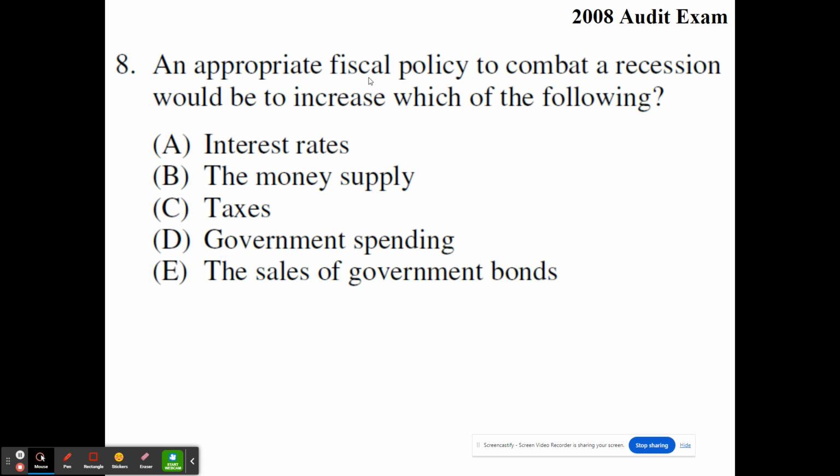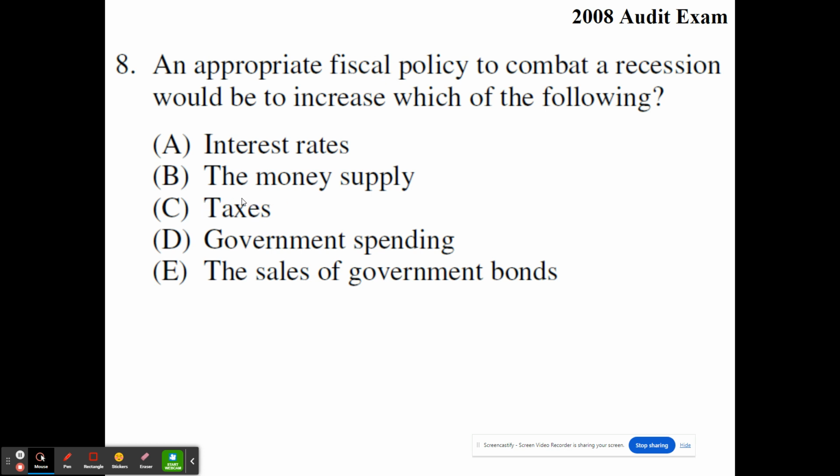They asked, which one of these needs to be increased to fix the problem? If you increase interest rates, businesses would buy less capital stock. That's out. So AD would go to the left. Money supply is something we're going to talk about in monetary policy, so it does not address fiscal policy. We'll come back to that.